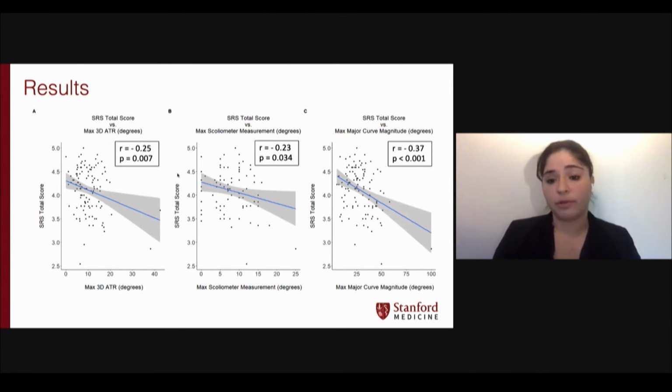Finally, we correlated 3D angle of trunk rotation, scoliometer measurement, and major curve magnitude with the total SRS-30 score, which is a patient-reported outcome metric pretty commonly used in spine research. We found that there was a weak negative correlation between the 3D and scoliometer measurement and the total SRS score. There wasn't a big difference here. And then we found the major curve magnitude had a slightly larger negative correlation with the total SRS score.